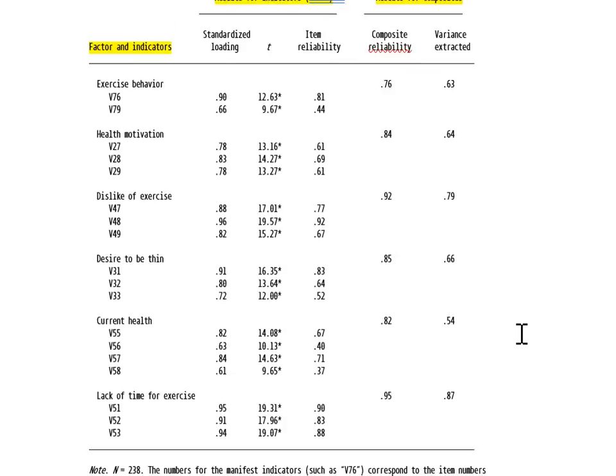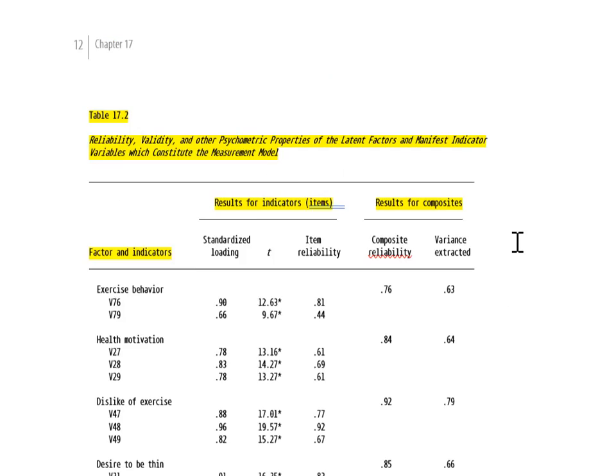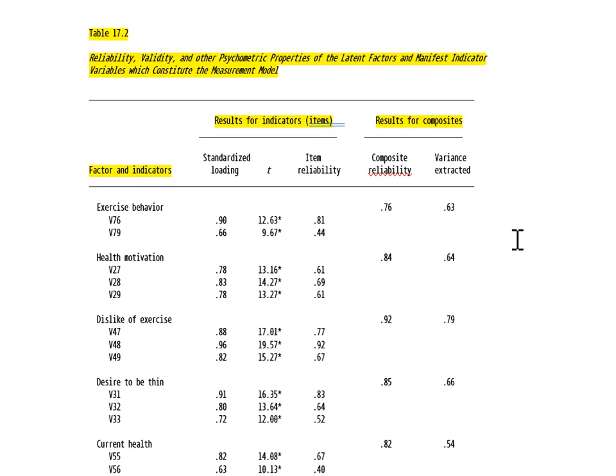Let's go back and look at the table and see what we have. On page 12, we have our table 17.2, the table that gives us reliability, etc. We're still thinking about these individual questionnaire items and their psychometric properties in measuring exercise behavior. Previously, we talked about item reliability: V76 was pretty good at 0.81, less impressive for V79 at 0.44. But what about convergent validity?